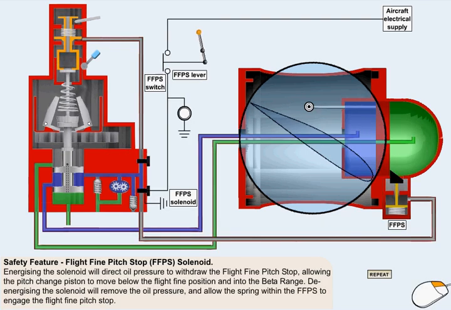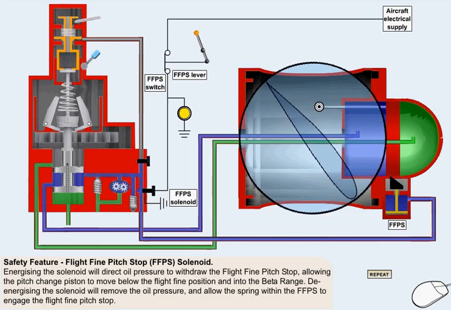The propeller control unit incorporates a flight fine pitch stop solenoid, which controls a supply of high-pressure oil to a flight fine pitch stop mechanism in the propeller pitch change cylinder. When the solenoid is energized, oil pressure is directed to withdraw the flight fine pitch stop, thereby allowing the pitch change piston to move below the flight fine position and into the beta range. When the solenoid is de-energized, oil pressure is removed, and the flight fine pitch stop is engaged by spring pressure. Use your mouse to press the repeat button, which will enable you to see the removal of the flight fine pitch stop again.